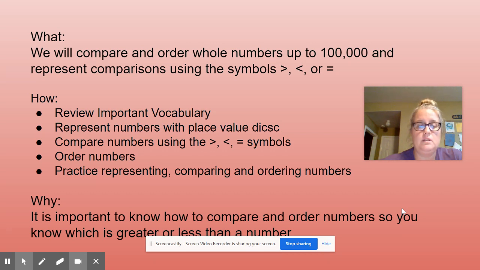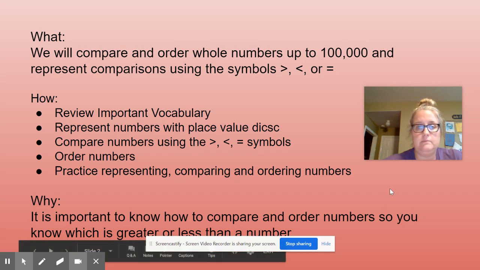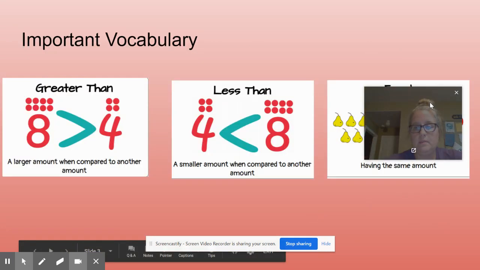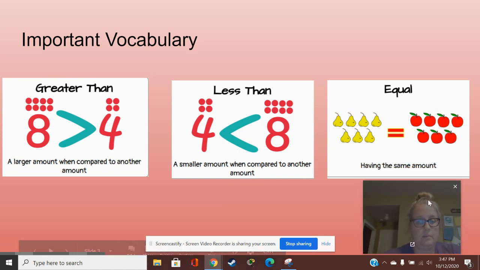Why are we going to do this? Well, it's an important thing to know so we know how to compare and order numbers, so you know which number is greater or less than another number. So let's get started. Here is some important vocabulary that we are going to talk about today.